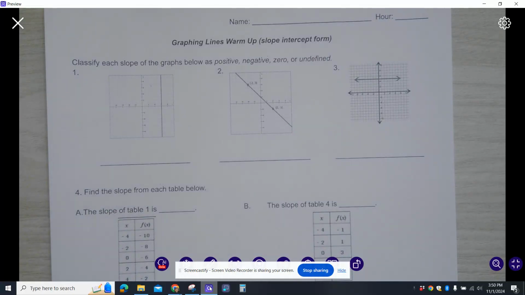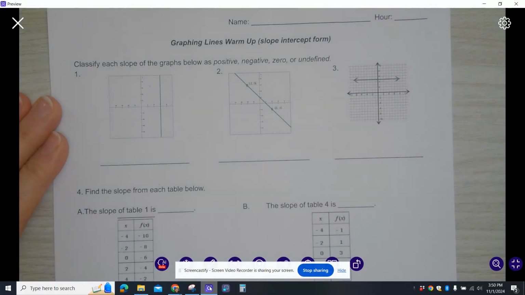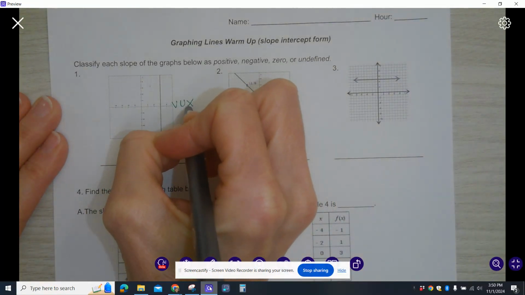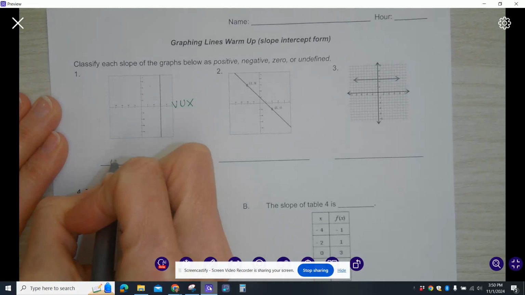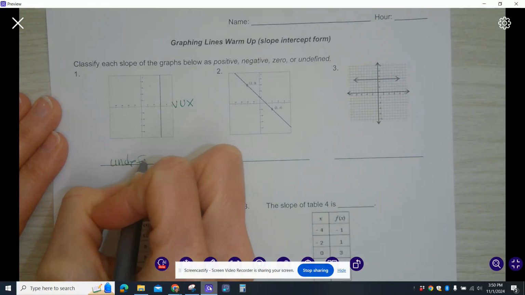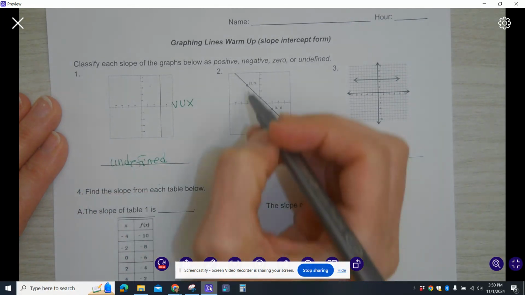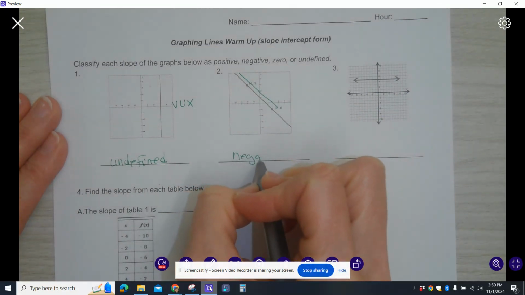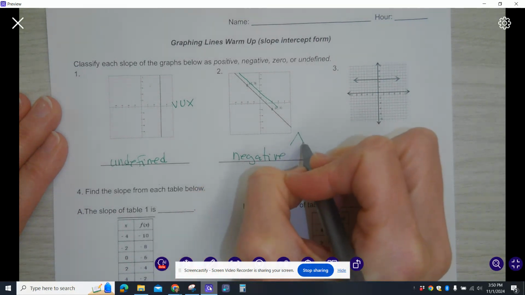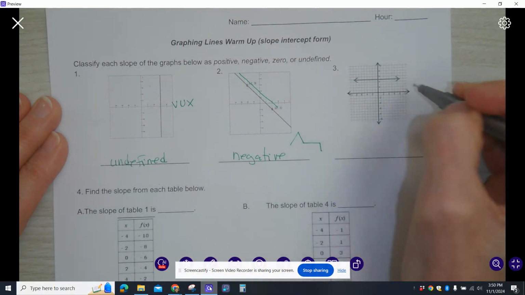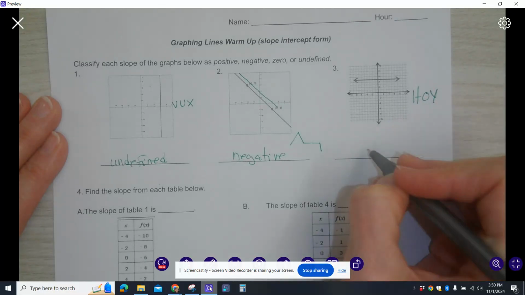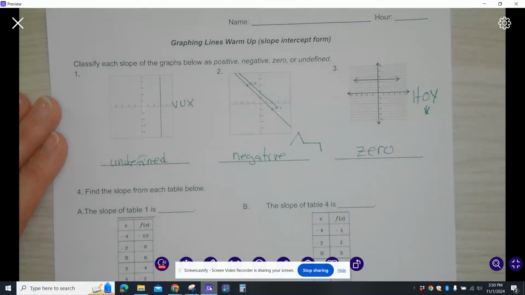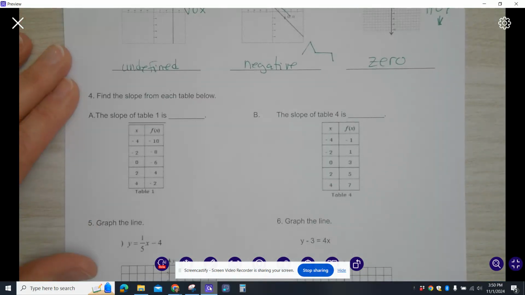Okay. In 1, 2, and 3, you are just deciding if your slope is positive, negative, 0, or undefined. Well, this is a vertical line, so that means your slope is undefined. This, if you start on the left, you're going down, so that's a negative slope. Remember, slope: positive, negative, 0, undefined. This is a horizontal line, so that has a slope of 0. Remember that what looks like an O is actually a 0 in the HOY acronym.